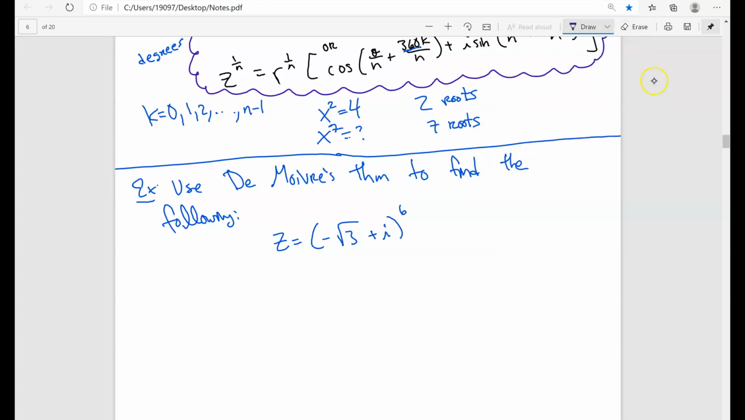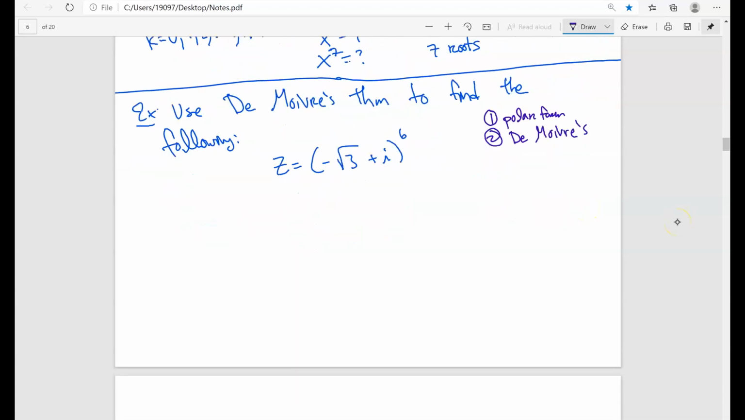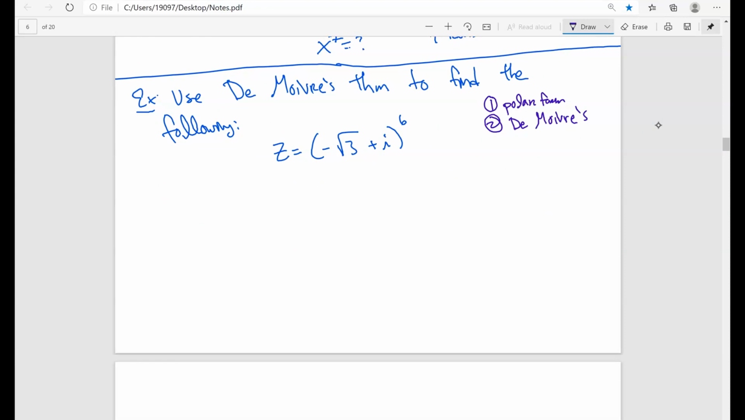So instead what we're going to do is use the polar form. The first thing we want to do is find the polar form of this complex number, and the second thing is to use De Moivre's theorem. So first, the polar form. We find the r value. r is equal to the square root of negative square root of 3 squared plus 1 squared. This is the square root of 3 plus 1, which gives the square root of 4, which gives 2. So that's our r value.